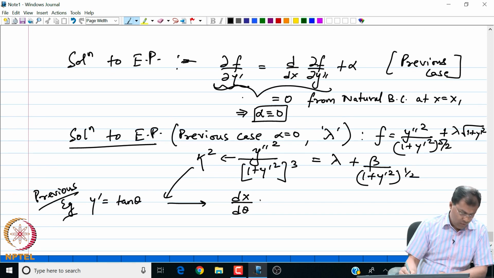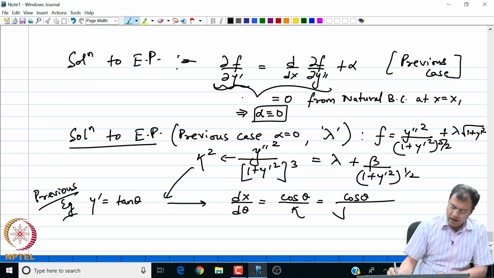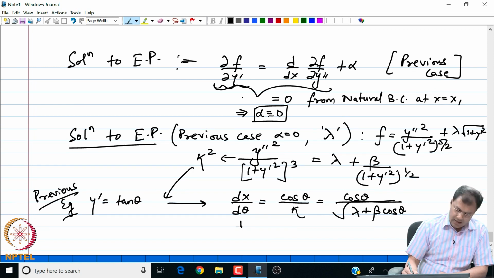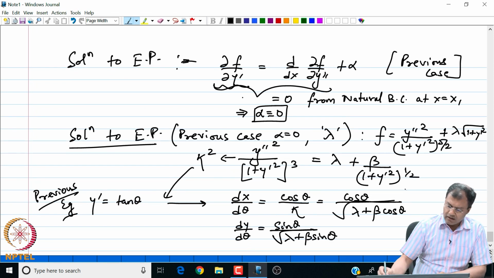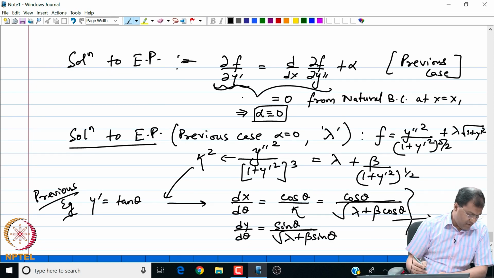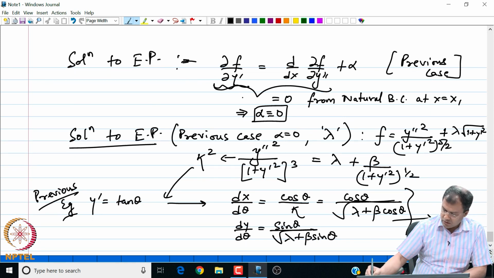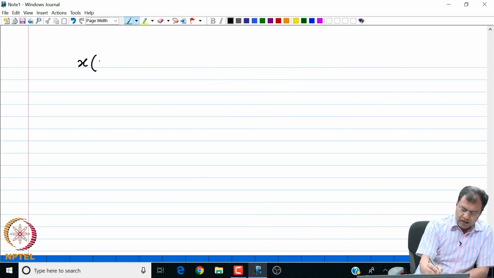We are going to get a set of two equations: dx d theta is cos theta by kappa, which in this case comes out to be cos theta by square root of lambda plus beta times cos theta, and dy d theta is equal to sin theta by square root of lambda plus beta cos theta. And then the solution follows a similar methodology. We again use a similar set of substitutions. So, let me write down the final solution. The final solution for this case comes out to be the following.